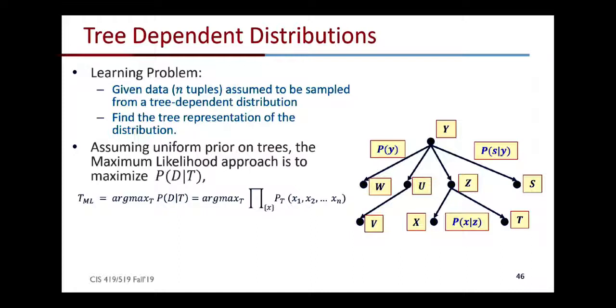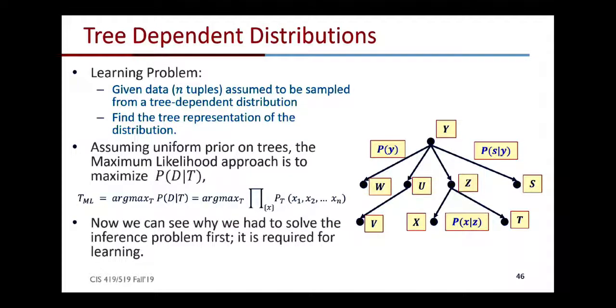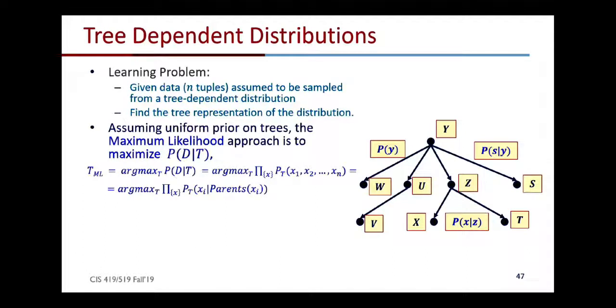So the most likely tree is argmax over all trees of P of D given T, which is argmax over T of the product over all the data that I've seen, because I'm assuming that each data element, each tuple, is generated independently of the others, of the probability of this data element given this specific tree. This shows you why we had to talk about inference first, because as a step in learning, we need to do inference, right? We need to be able to compute the probability of a data point or an event. So we want to use the maximum likelihood approach to compute the probability of the data given the tree.